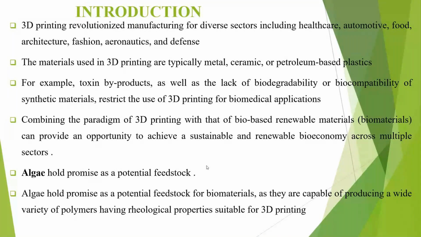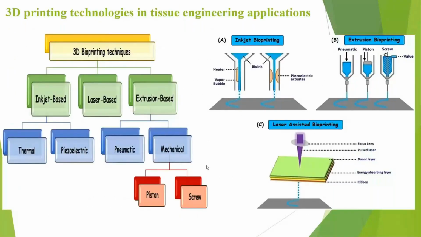Among these, I have highlighted algae, which holds promise as a potential feedstock for 3D printing. The special feature of algae is that it has rheological properties which may be suitable for 3D printing. These are the common 3D printing technologies used in tissue engineering applications. Generally, 3D bioprinting techniques are classified into three types: inkjet based, laser based, and extrusion based.